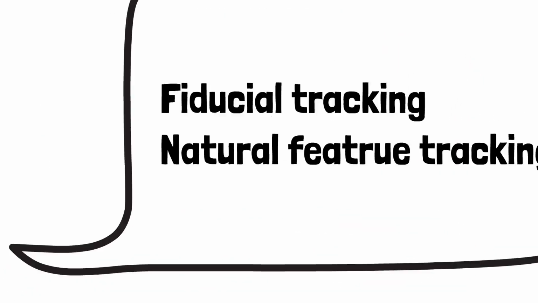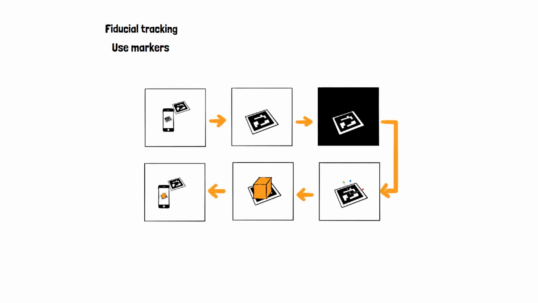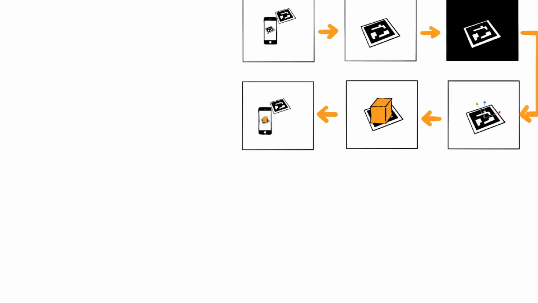Vision tracking can be categorized into fiducial tracking and natural feature tracking. Fiducial tracking can be referred to as marker-based tracking. As you can see from the picture, the camera first searches for the marker, then identifies its 3D position. At this stage, a 3D virtual object can be mapped to the marker and shown on the display.